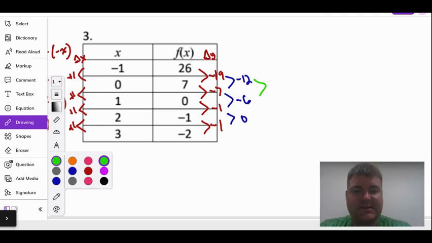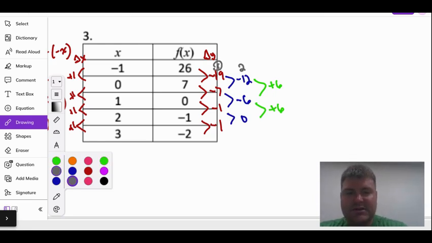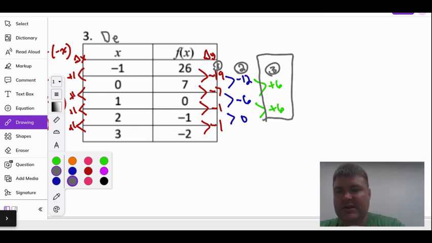From -12 to -6, I'm actually going up 6. -6 to 0, I'm actually going up 6. Those are constant. So this is degree 1, this is degree 2, this is degree 3. These match up here. So our answer is degree 3.